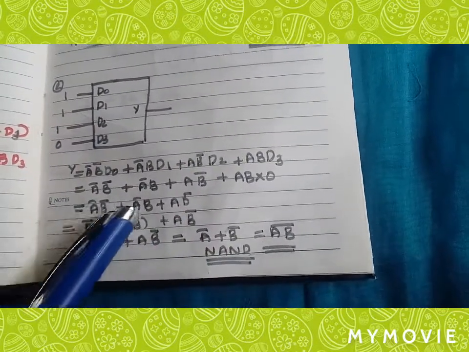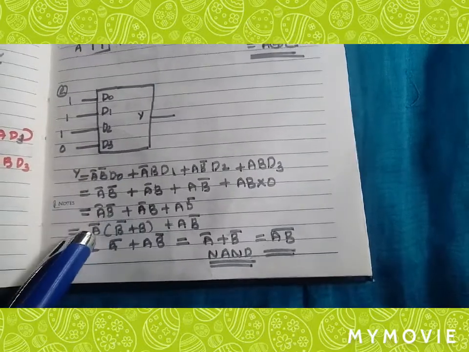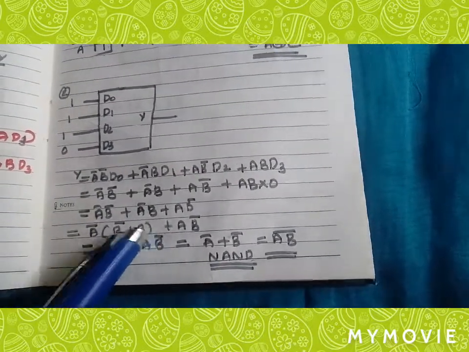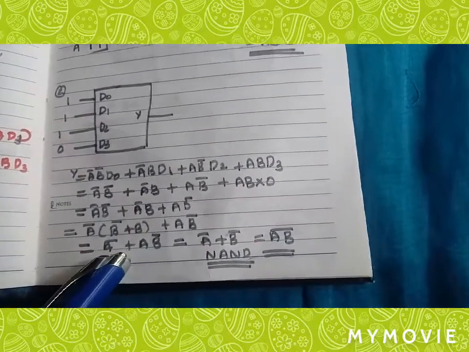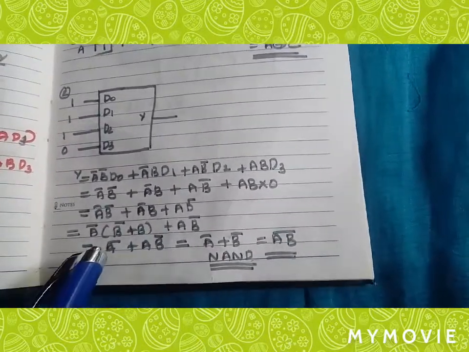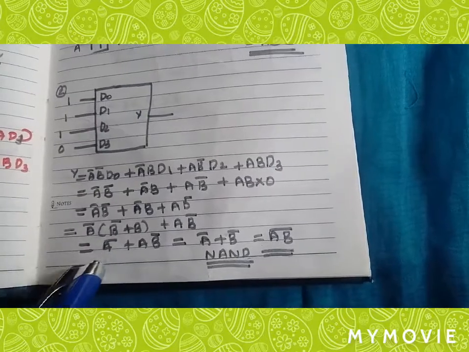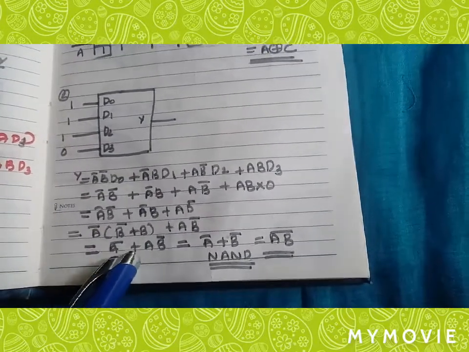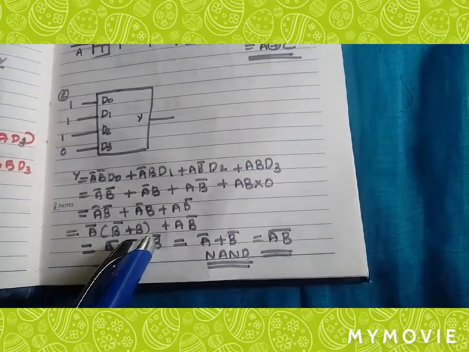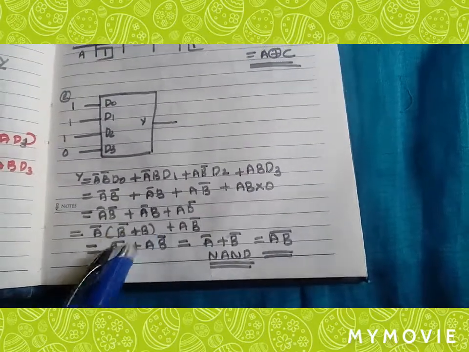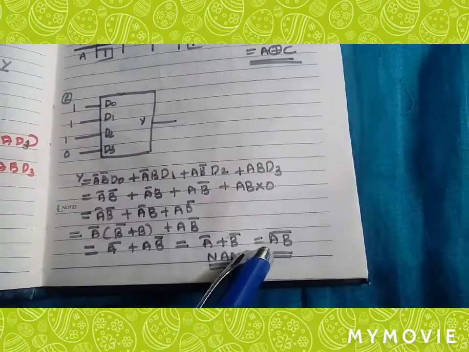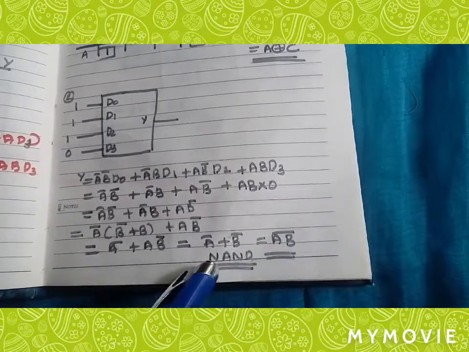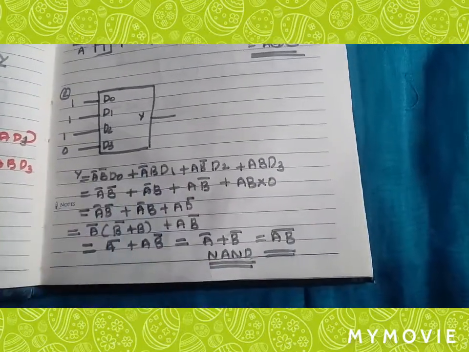We take A bar outside from the first and second term. So we get B bar plus B inside, so it is 1. So we get A bar plus A B bar. So here we know the identity, that is a variable and its complement, and there is a plus sign. So we cancel the complement and take the sign outside, that is A bar plus B bar. So we get AB all bar, that is NAND is for this output.